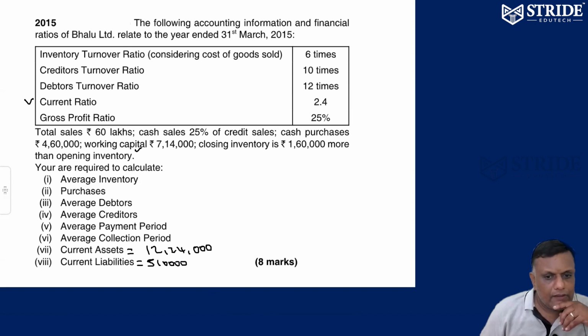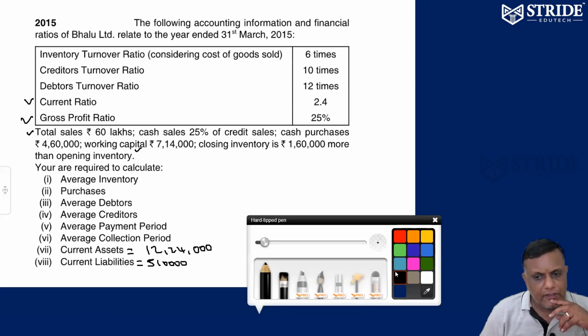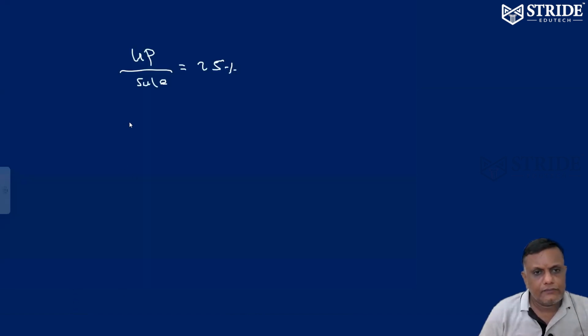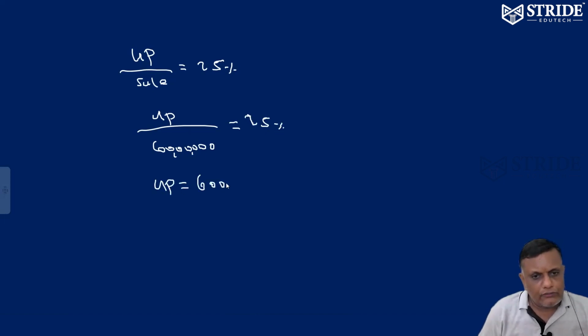Next, my target is on GP ratio and the total sales. Even credit sales can also be taken, but anyway, you have to use everything. GP ratio is 25%. Total sale is 60 lakhs. GP by total sale of 60 lakhs is equivalent to 25%. So GP is equivalent to 60 lakhs into 25%.